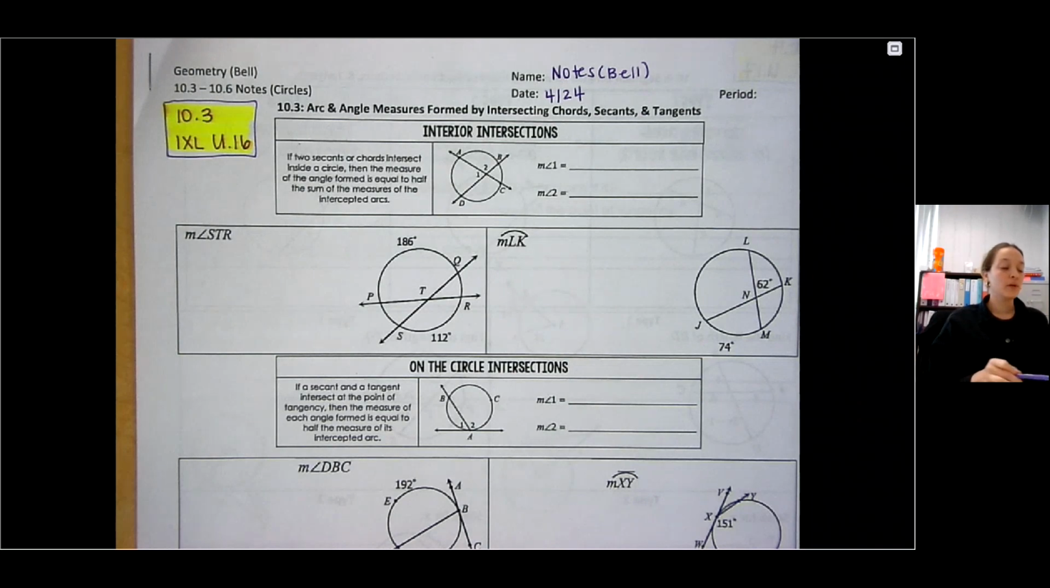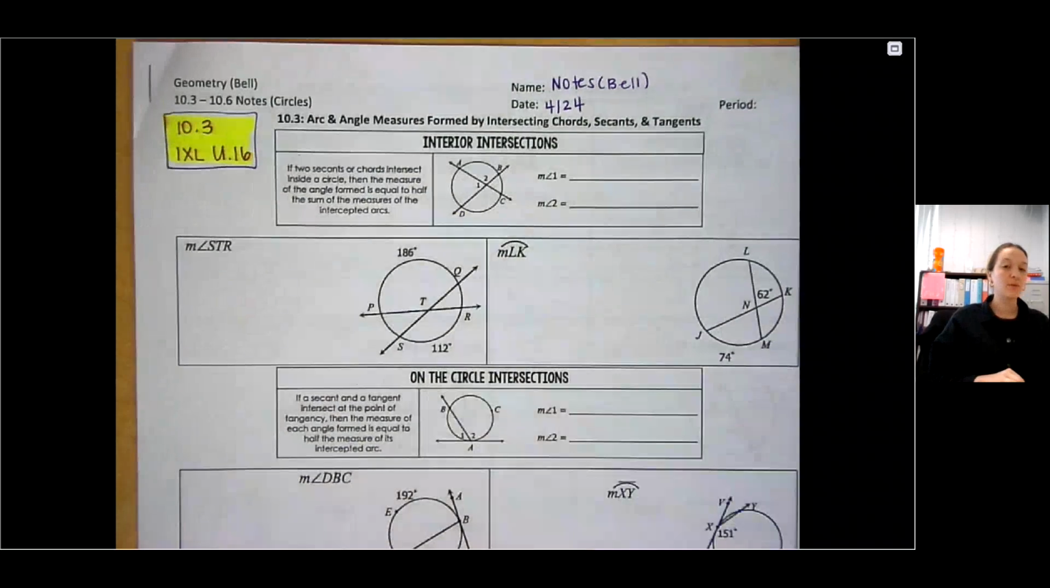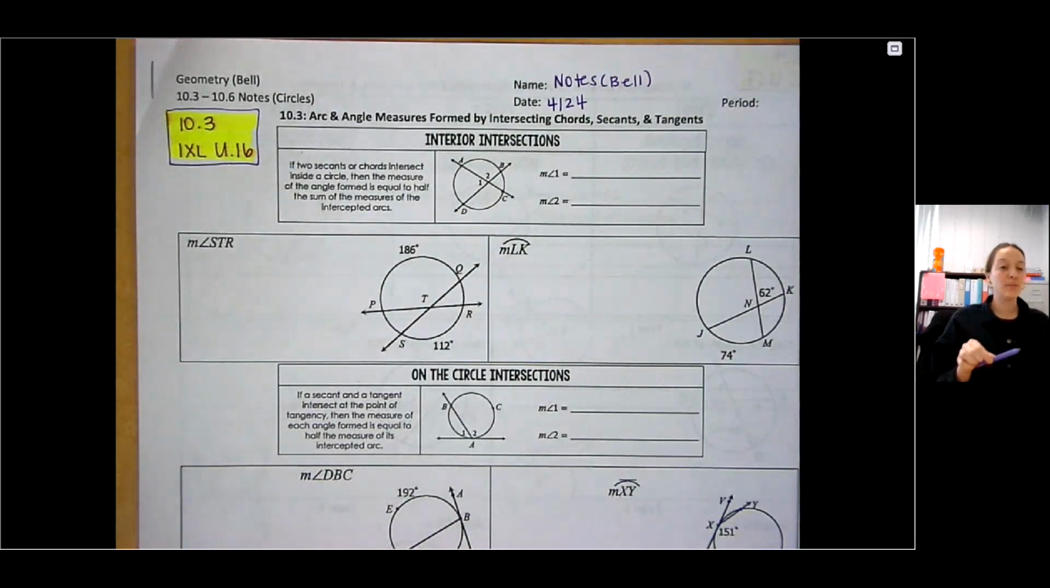Personally, what I would do if I were you is after I do the 10.3 section, I would pause the video and then go do the 10.3 IXLs and then do the same for each one. That way you take the notes, do the practice, take the notes, do the practice, so you're not getting all of the equations confused with one another. So let's get ourselves started.